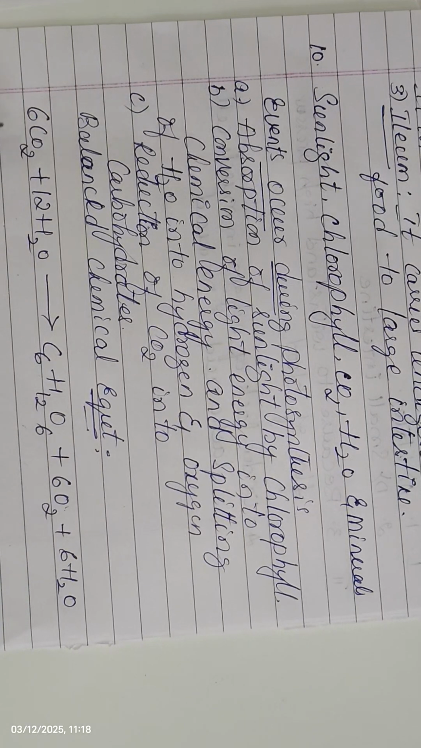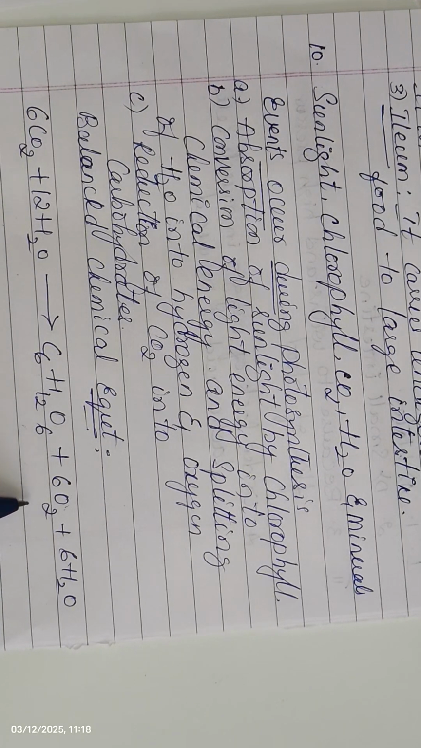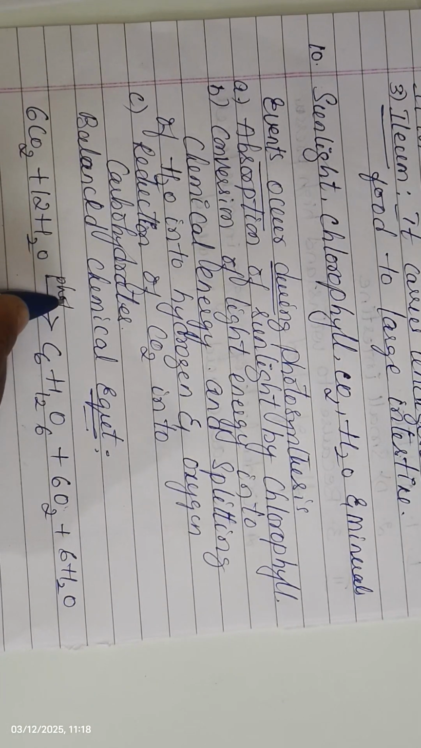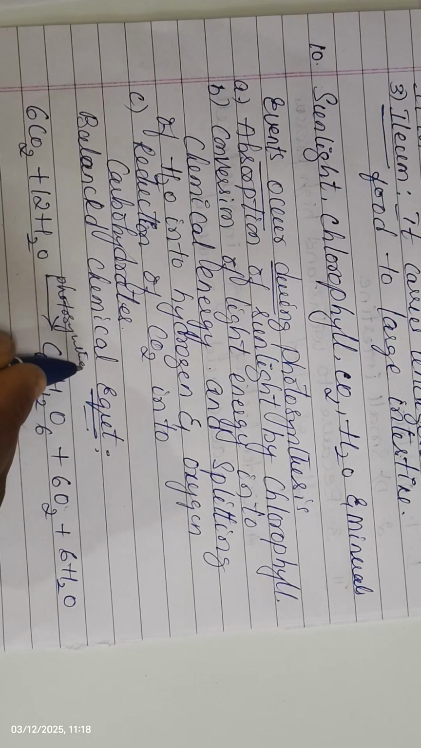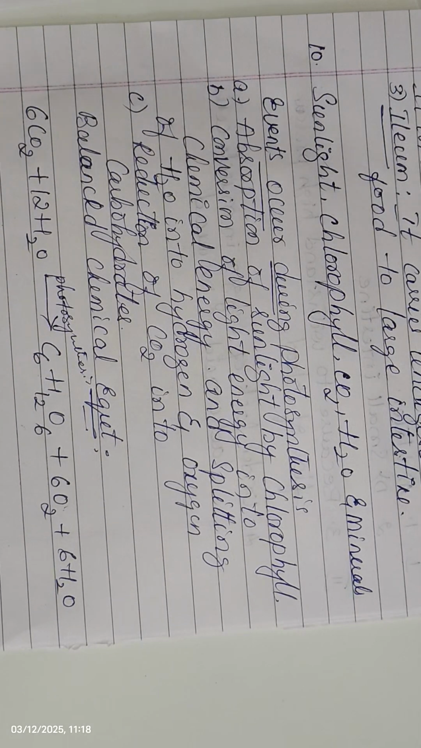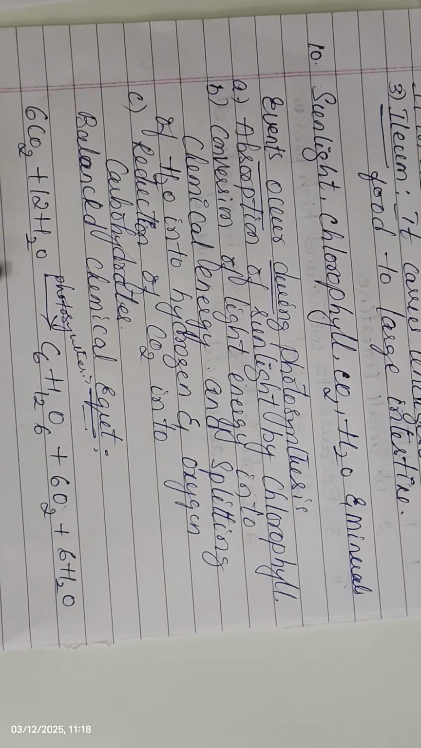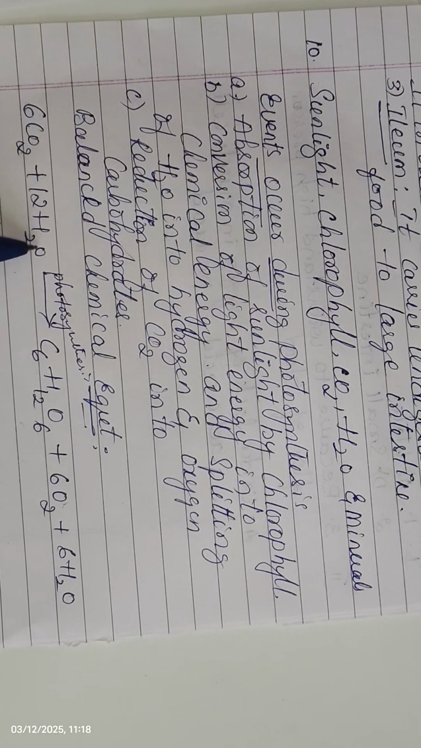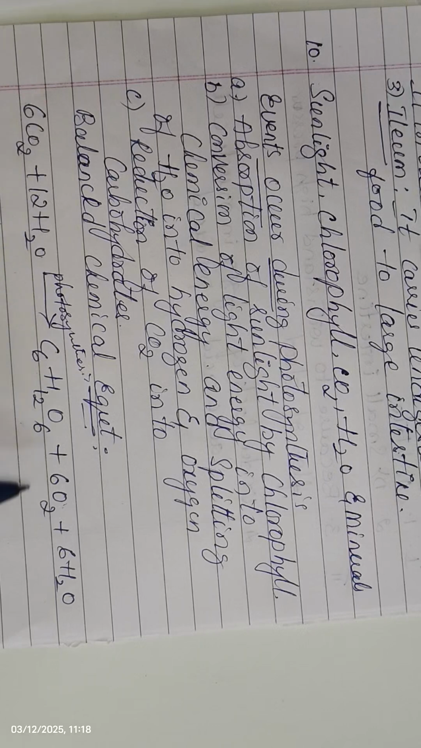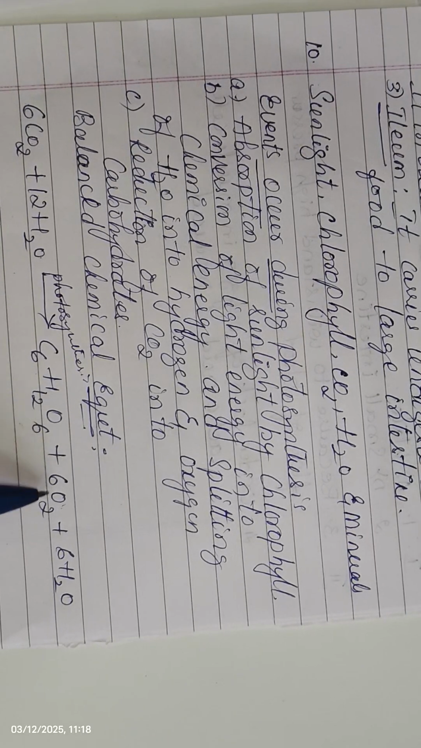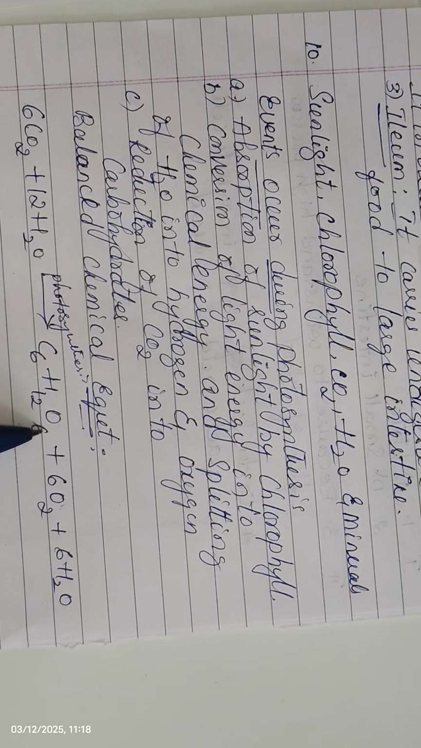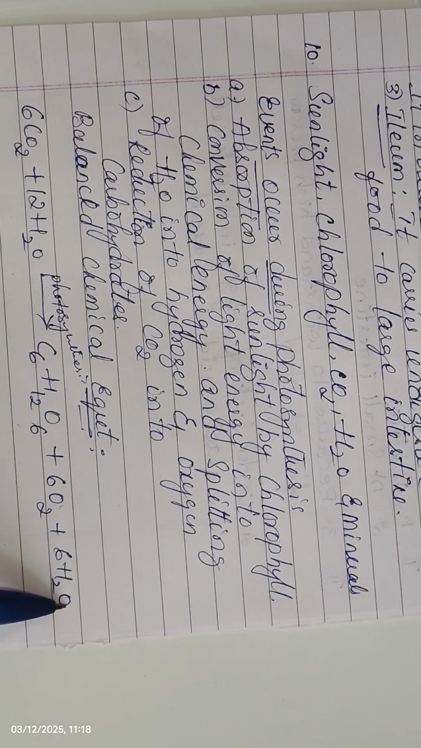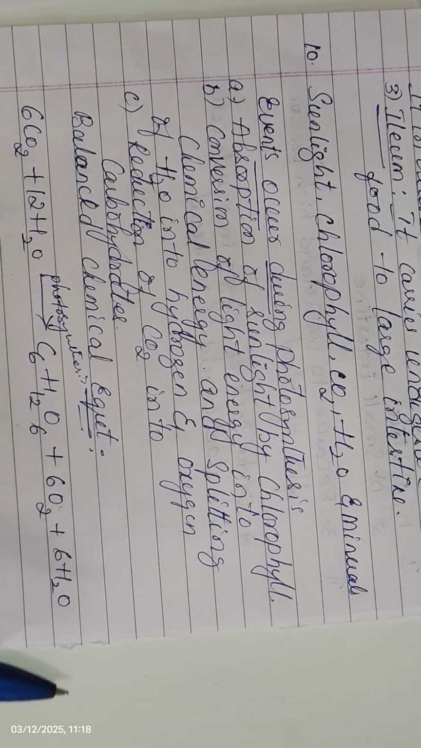You can write here carbon dioxide, water, glucose, then oxygen and water. Above the arrow mark you can write photosynthesis. So this is the balanced chemical equation. Here carbon is 6C, here C6, so carbon is balanced. Then O2, 6 twos are 12, 12 oxygen plus here 12 oxygen, 24 oxygen. Again here 6 oxygen, 6 twos are 12, 12 plus 6 is 18, 18 plus 6 is 24. So 24 oxygen is balanced.